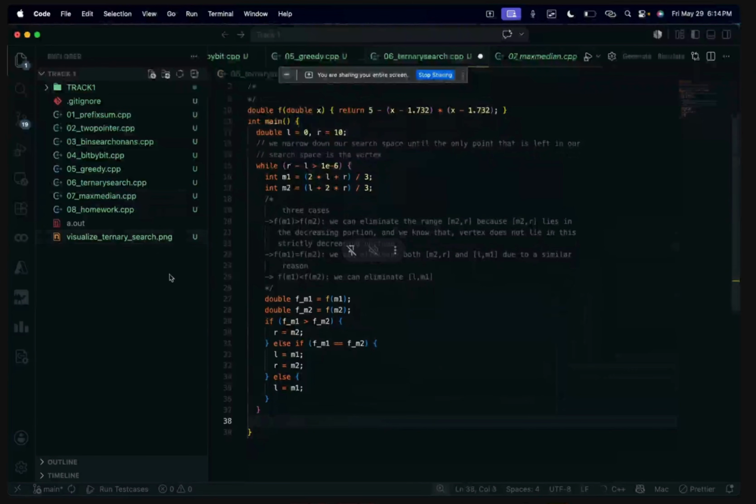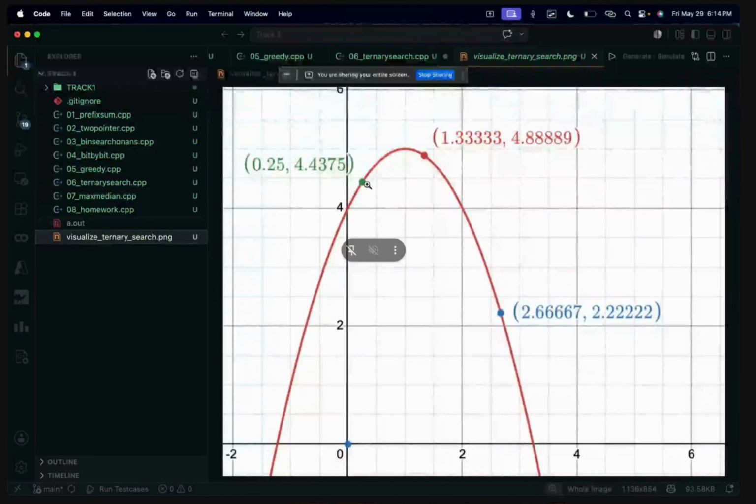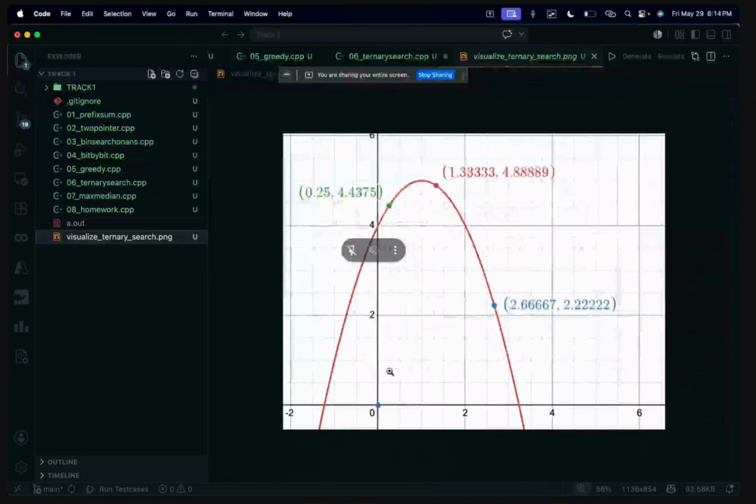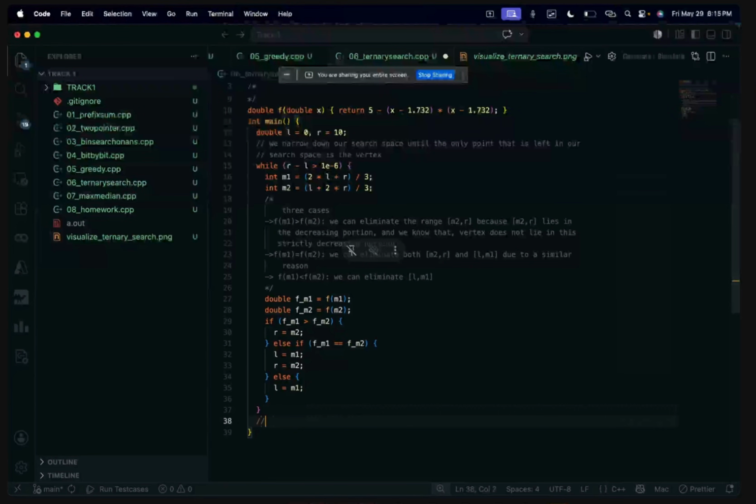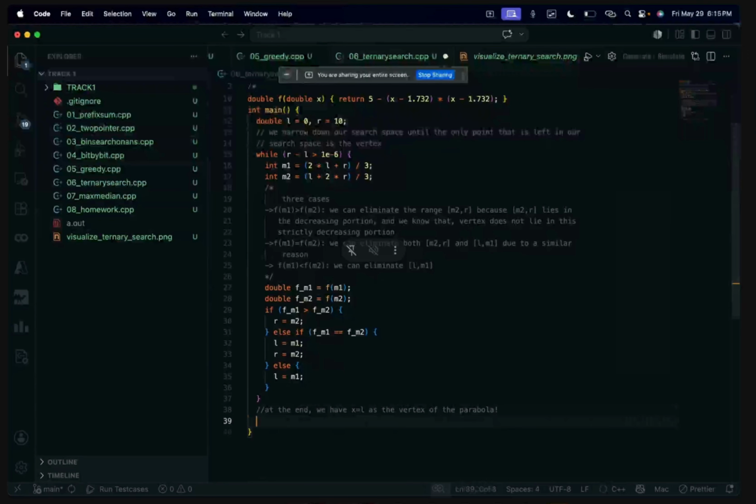So finally what happens is this l and r update many times. Initially l equals 0 and r equals 4. Maybe after one step l becomes this. Maybe after two steps r becomes this. And so l and r become closer and closer until finally we are left with only the vertex in the remaining search space. So at the end, we have x equal to l as the vertex of the parabola. And we have successfully completed our ternary search.